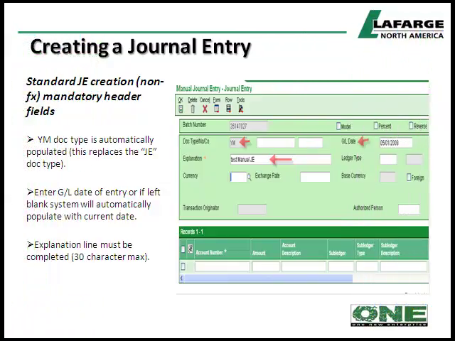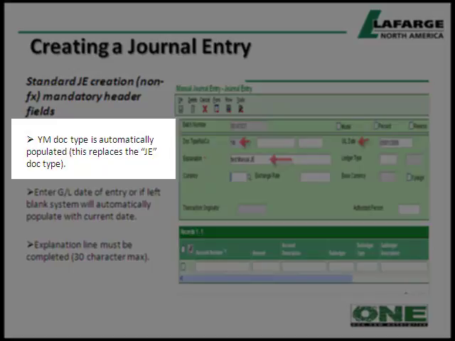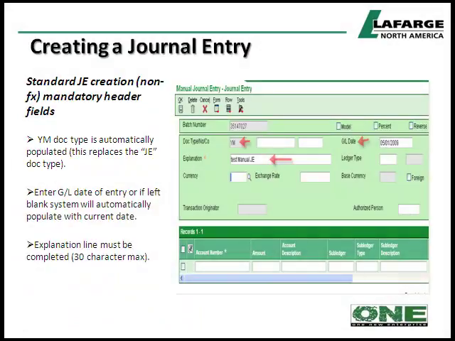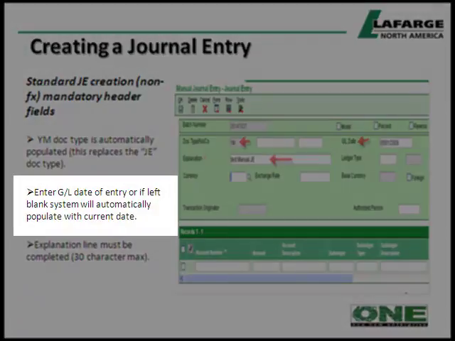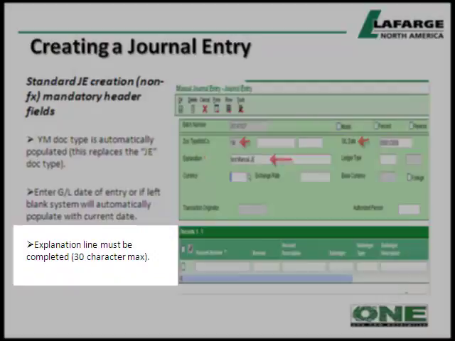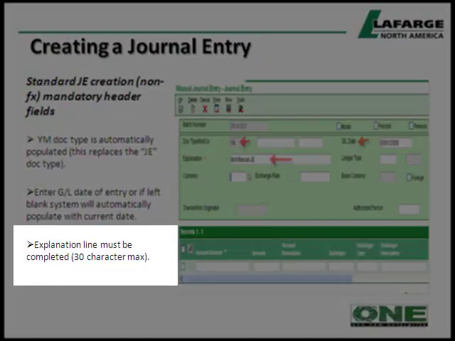There are 3 mandatory fields in the header section when creating a standard journal entry. The first is the doc type. YM doc type is automatically populated. This replaces the JE doc type. The second is the GL date. Enter the GL date of your entry, or you may leave it blank and the system will automatically populate it with the current date. The third is the explanation line. This line has a max of 30 characters.